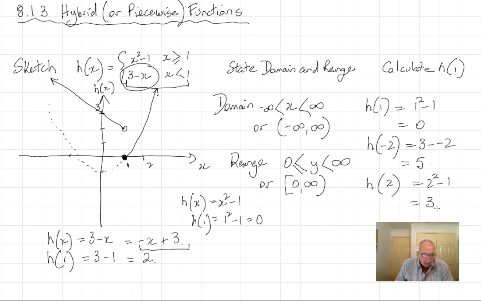All right, so that's hybrid or piecewise functions. You can have more than just 2 pieces, but it's when you get 2 or more pieces, different functions, that go to make up the one overall function. You're usually given a domain for the different x values, for where each piece is applicable. You can calculate the domain and range using the graph, and then we can calculate different values of the function.